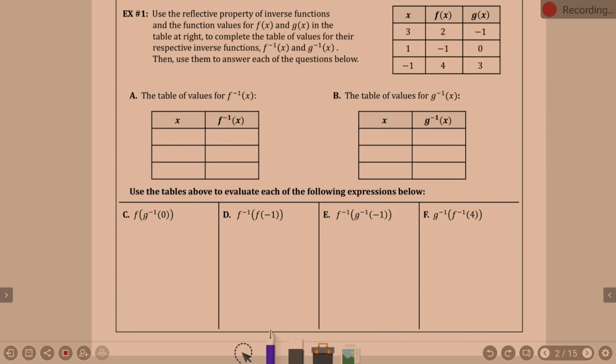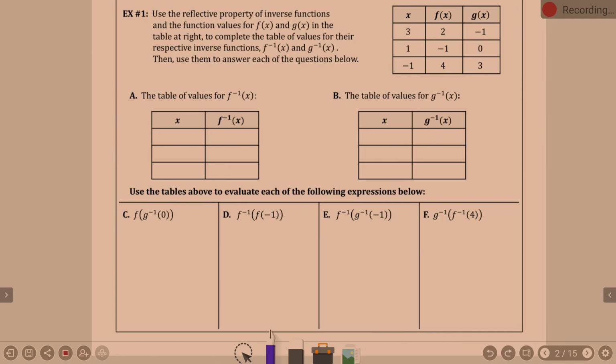Example 1 here asks us to use the reflective property of inverse functions and the function values for f and g in the table to the right to complete the tables of values for the respective inverse functions, f inverse and g inverse. Then use them to answer the questions below. Okay, so, realizing this chart up above, the first column is your x's. The second column is f of x that pairs with the corresponding x's. And the third column is g of x that pairs with x's. Okay, the table of values for f inverse of x.